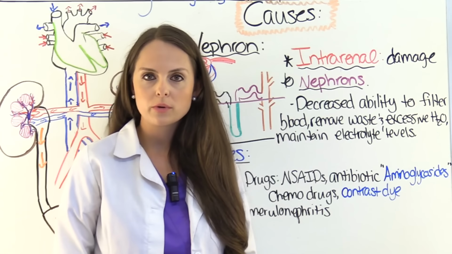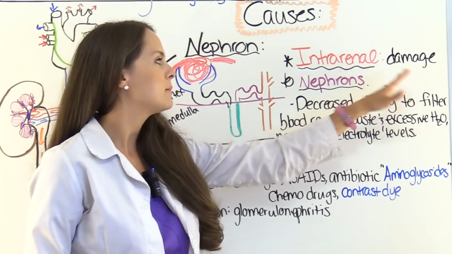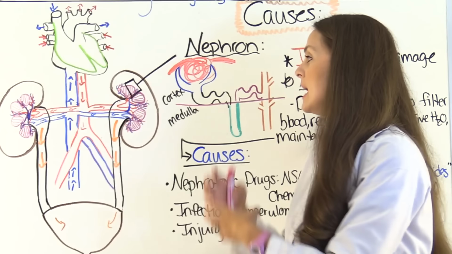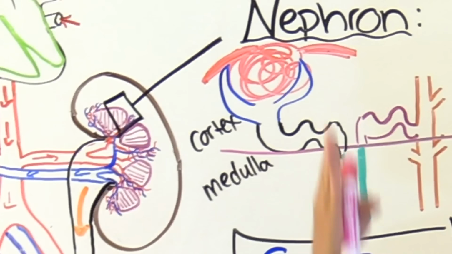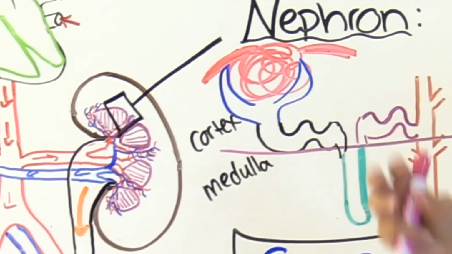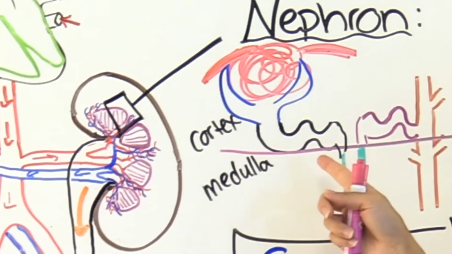Then there are intrarenal causes, and this is where there is damage to the nephrons. So the problem is within the kidney itself. So if you took the kidney and you sliced it in half, you could find where these millions of nephrons are located. And if you drew out a nephron and stretched it out, it would look something similar like this.